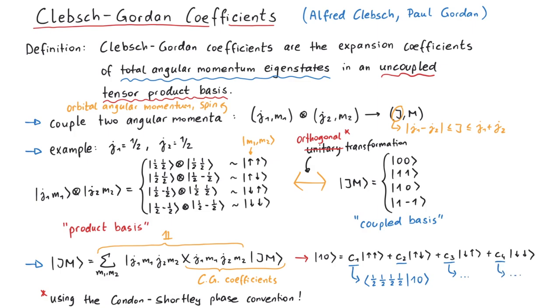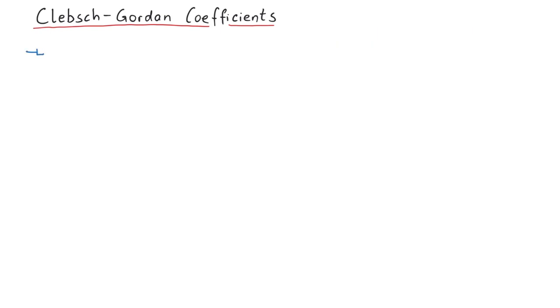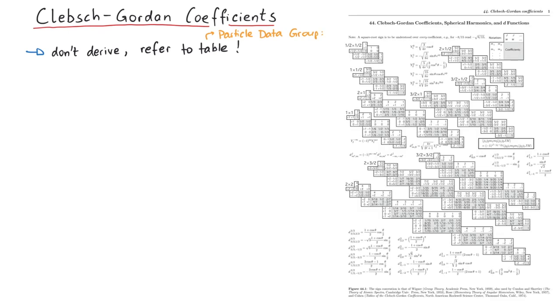So how do we work with Clebsch-Gordan coefficients? First off, we don't have to derive them every time we want to use them. Instead, when working on a problem, you should always refer to some table of Clebsch-Gordan coefficients. We'll show you in a different video how to derive them, but that's really just for fun or educational purposes. Now, a great resource for Clebsch-Gordan coefficients is the annual review by the Particle Data Group, which we linked in the description. It looks a bit intimidating at first because there is just so much information packed into only one page, but we will go step by step.